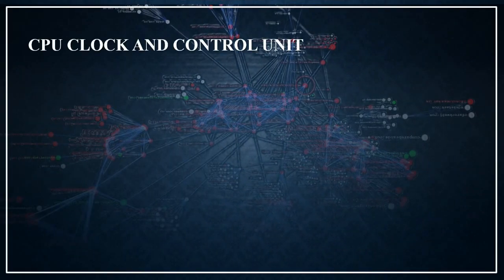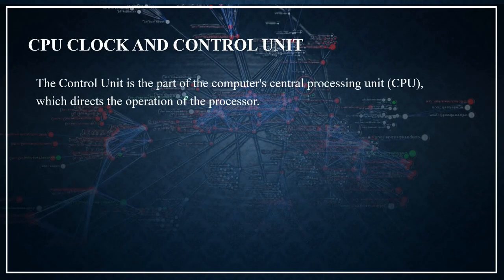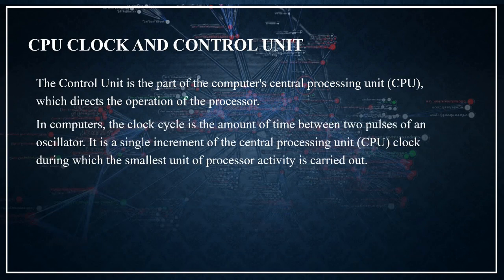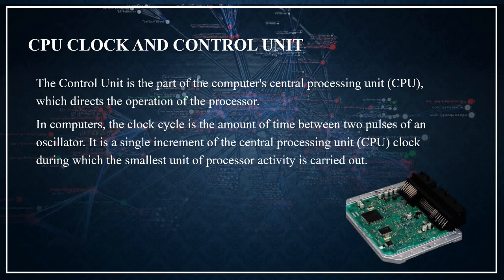CPU clock and control unit. The control unit is a part of the computer's central processing unit, also known as CPU, which directs the operation of the processor. In computers, the clock cycle is the amount of time between two pulses of an oscillator. It's a single increment of the central processing unit clock during which the smallest unit of processor activity is carried out.